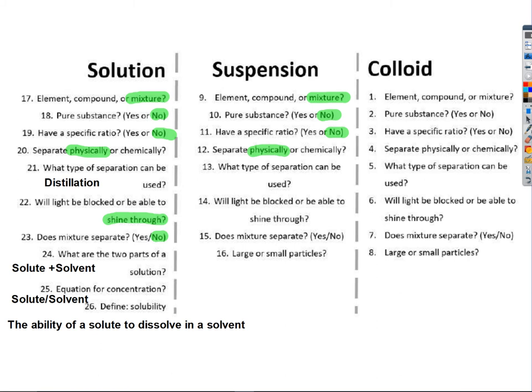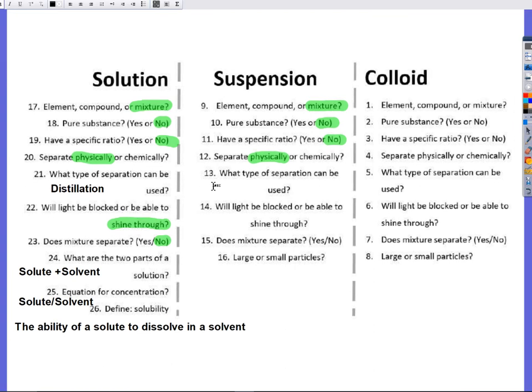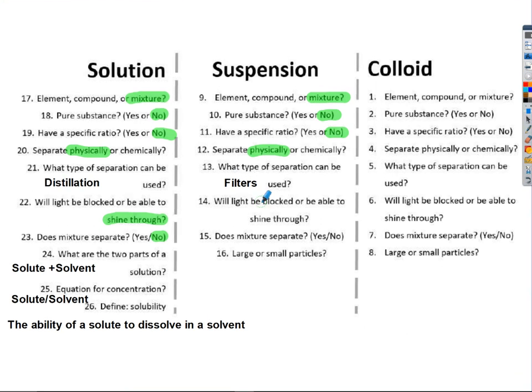And suspensions can be separated by using filters because their particles tend to be pretty large. Light will always be blocked. If you try and shine a flashlight through, you should be able to see the particles inside, and it will separate on its own. And it has fairly large particles. Most of the time you can see those with your eyes.